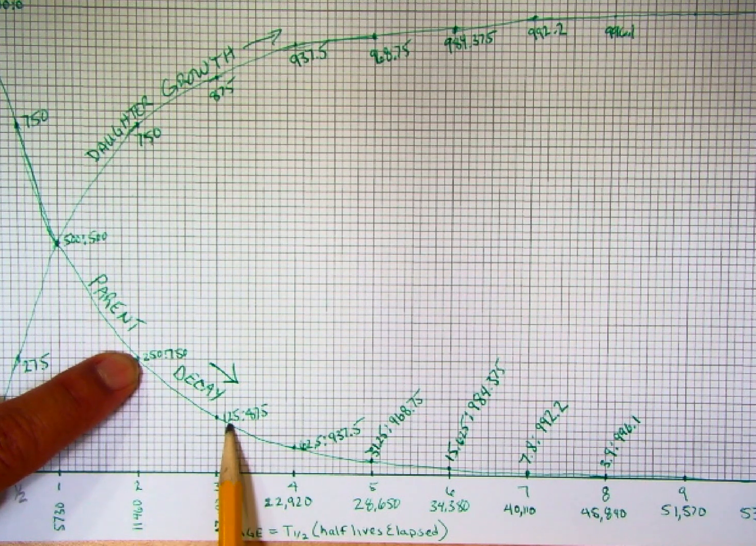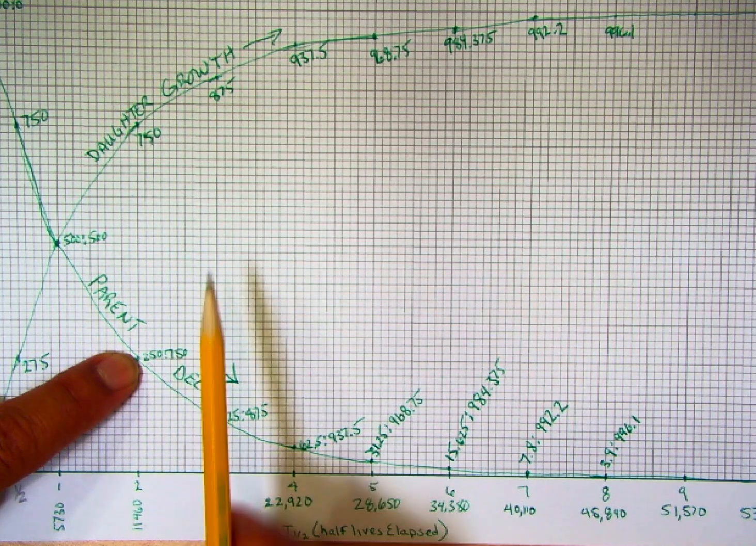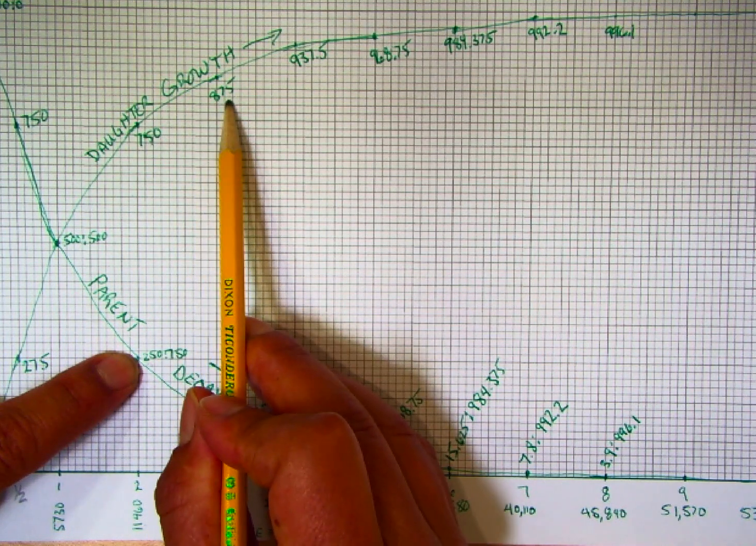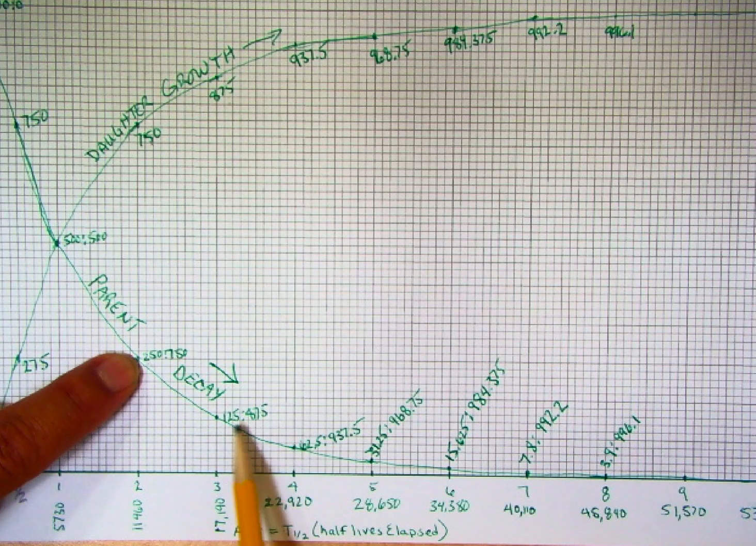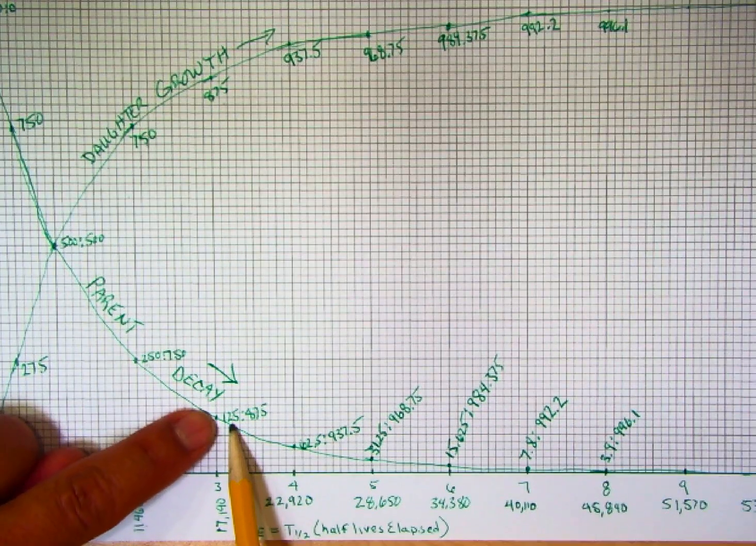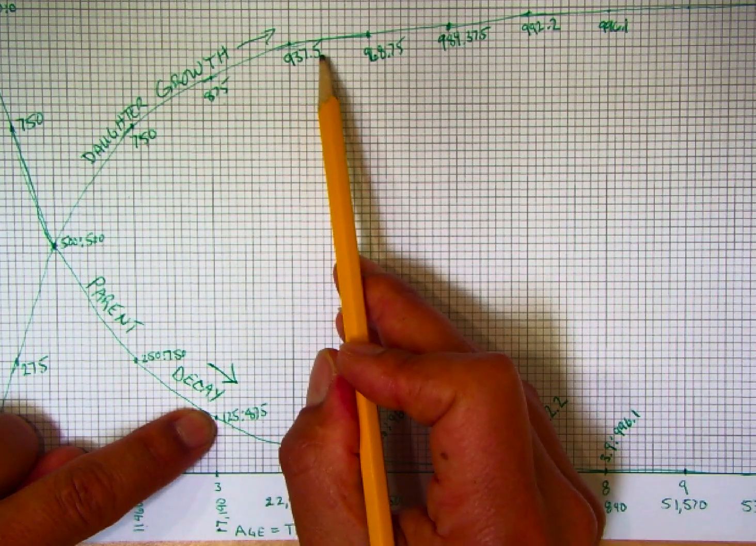Well, I take that 125, add it to 750, I get 875 up here, right? So that's kind of what I'm doing here. Now I'm down to 125 parent atoms after 3 half-lives. Divide that by 2, it gives me 62.5. So 62.5 plus 875 gives me 937.5.